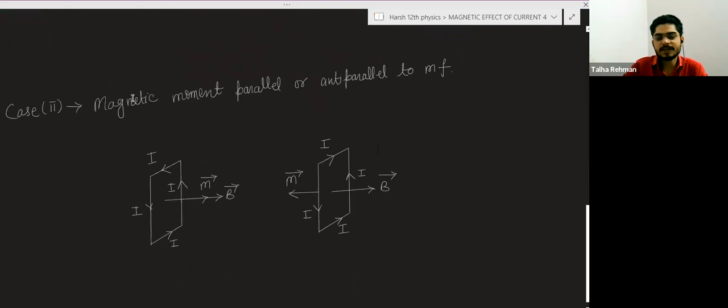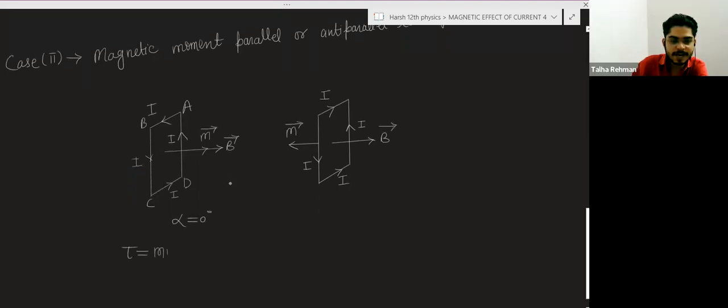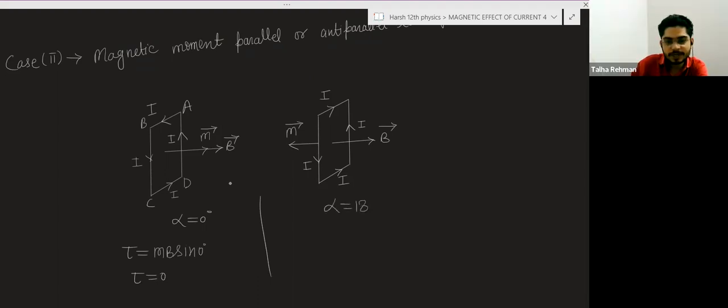Okay, so here is another case. This is the last case. Here, see, this is your coil. Suppose this is your coil ABCD. Here the magnetic moment is in the same direction as the magnetic field. So alpha is equal to 0 degree. So the torque formula will be tau is equal to mv sine 0, and that torque will become 0.